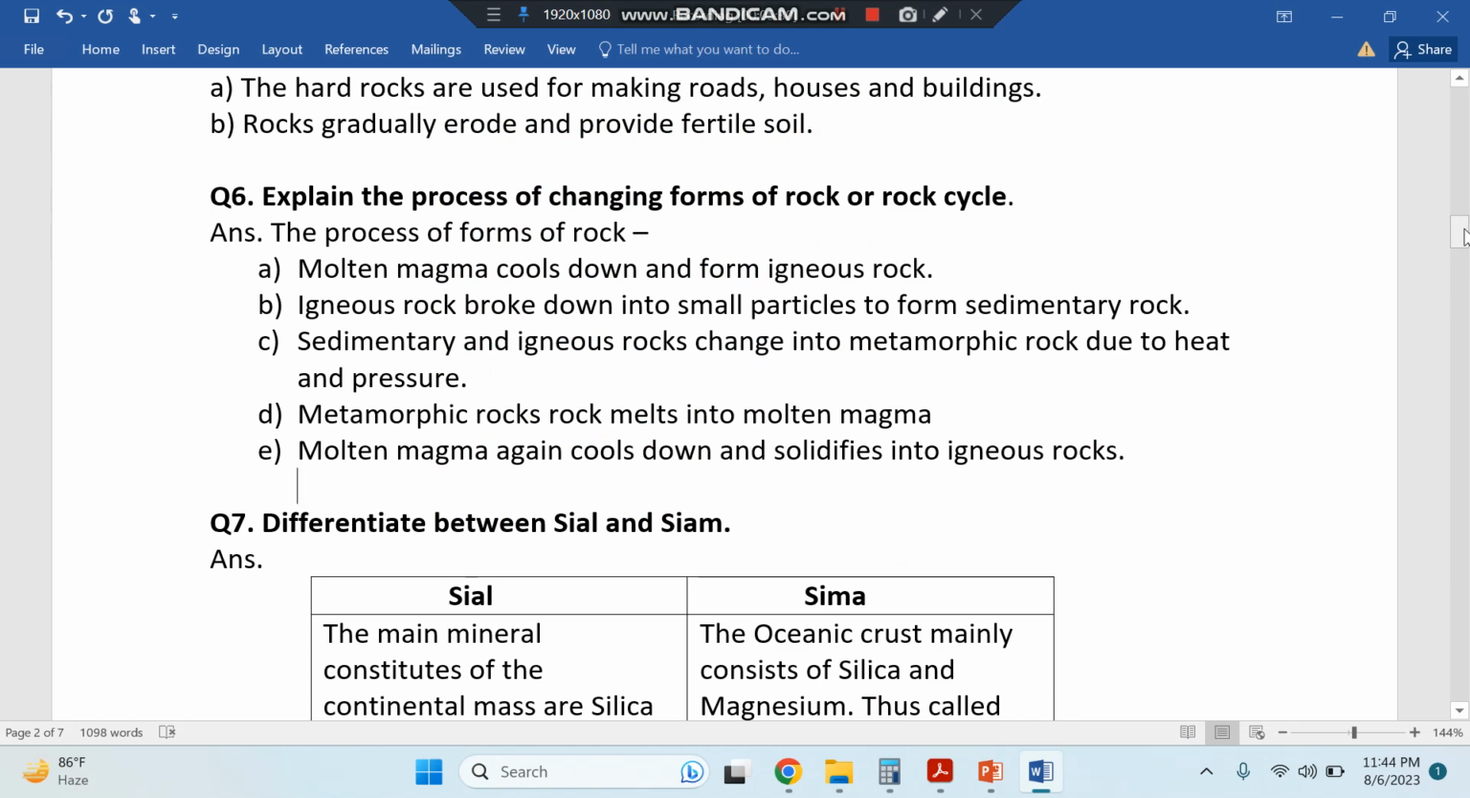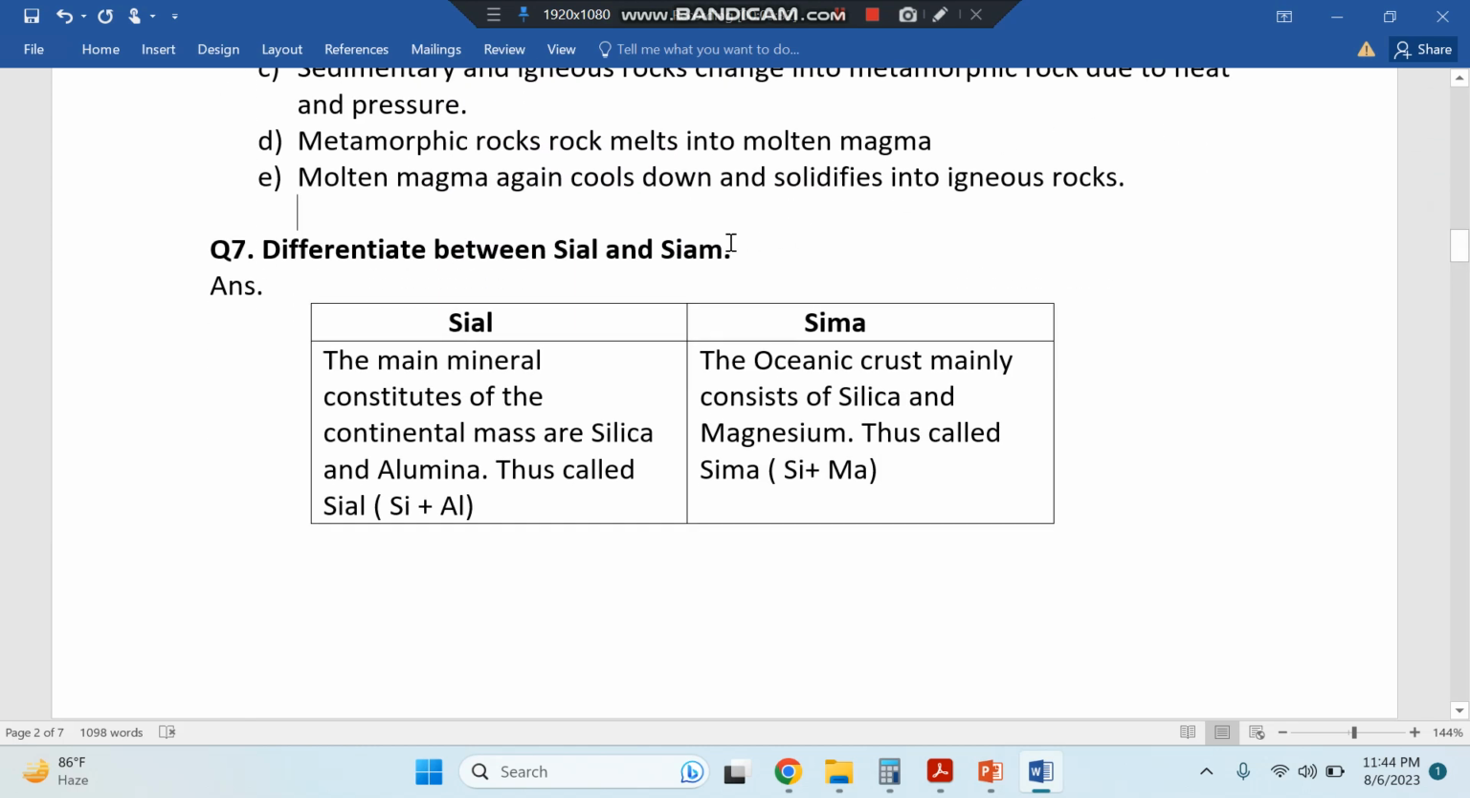Then the difference between Sial and Sima. Sial is basically silica and alumina, and the continental crust consists of this. And Sima is the oceanic crust, which is formed of silica and magnesium.